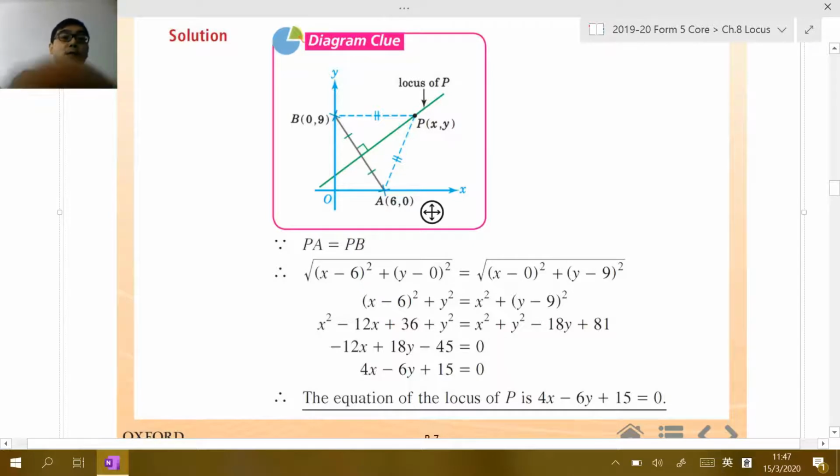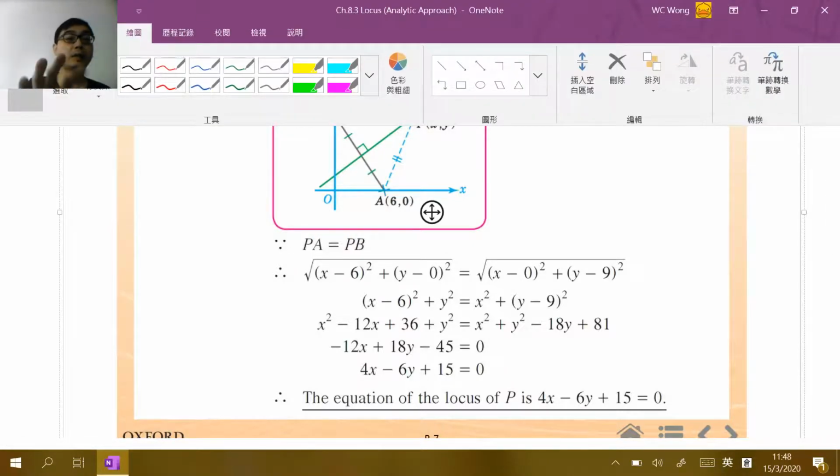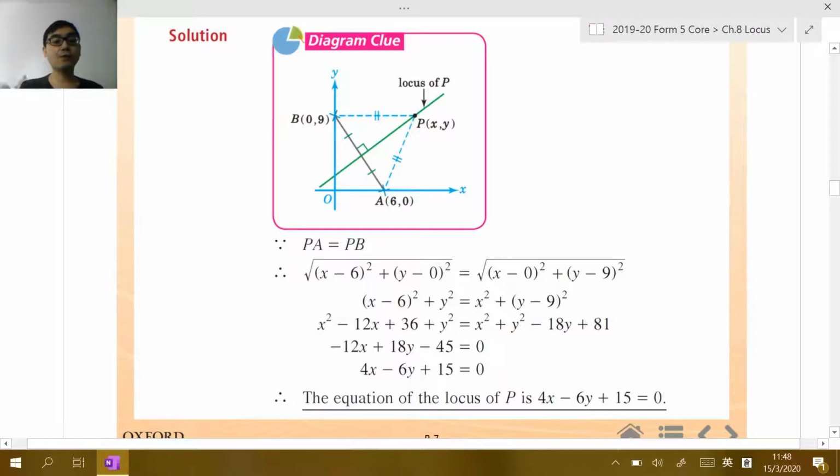But do remember that practically in DSE, instead of using PA equals PB, we can also use a mixed approach. Mixed approach means what?